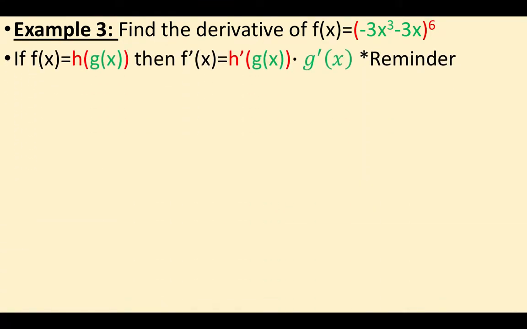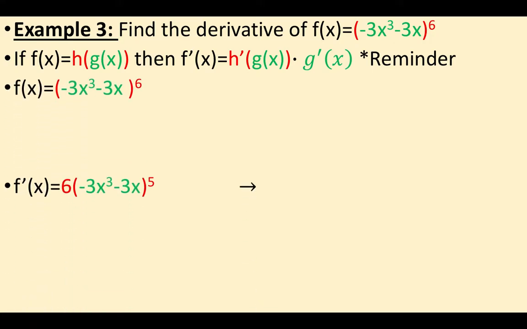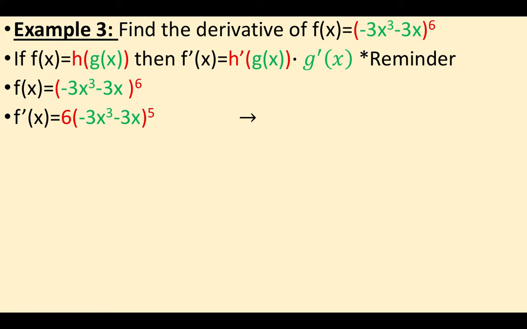All right, so again, I'm going to be applying my chain rule. I'm going to take the derivative of my outer function while keeping the inner function the same. Then I'm going to multiply by the derivative of my inner function. The derivative of my inner function in this scenario is going to be negative 9x squared minus 3. That whole enchilada.